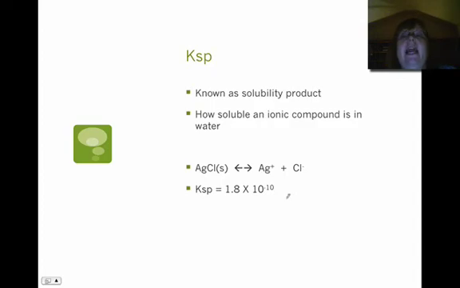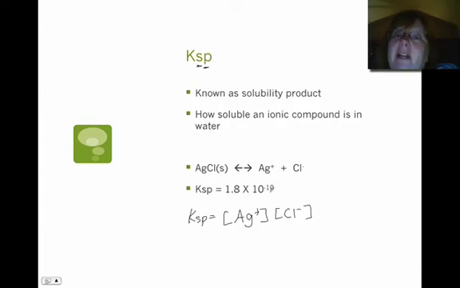All right, Ksp, this is known as the solubility product. It's how soluble an ionic compound is in water. We learned that silver chloride is not soluble in water. But here's your equilibrium reaction. The Ksp is equal to our silver ion times our chloride ion. The silver chloride does not go in the denominator because it's a solid. That Ksp is 1 times 10 to the negative 10th.